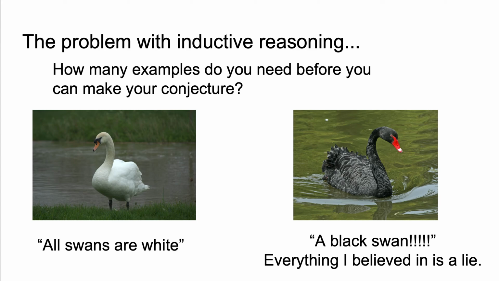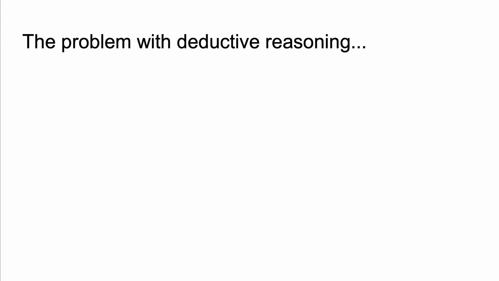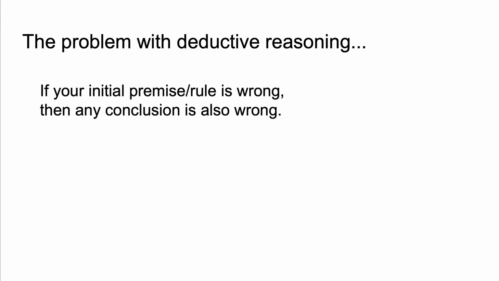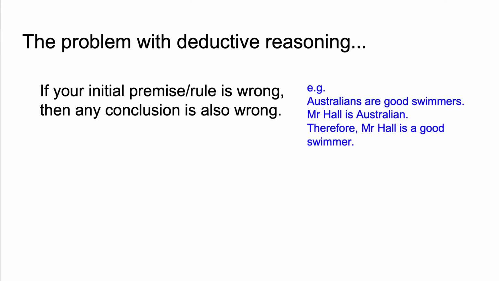Okay. What about deductive reasons? Are there problems with that? Yeah, there's quite a few problems actually. If your initial premise is wrong, your conclusion's wrong. So Australians are good swimmers. People generally think that's true. I'm Australian, therefore I must be a good swimmer. Well, tell you what, I am a good sinker.